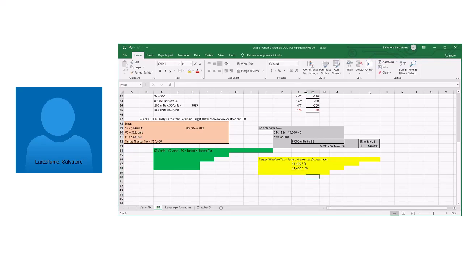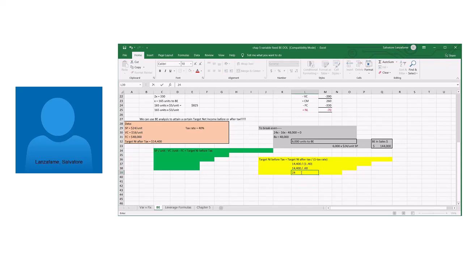It looks like I lost part of my numbers again. There it is. So let's do that math. 14.4 divided by 0.60 gives me $24,000. That would be your target net income before tax.